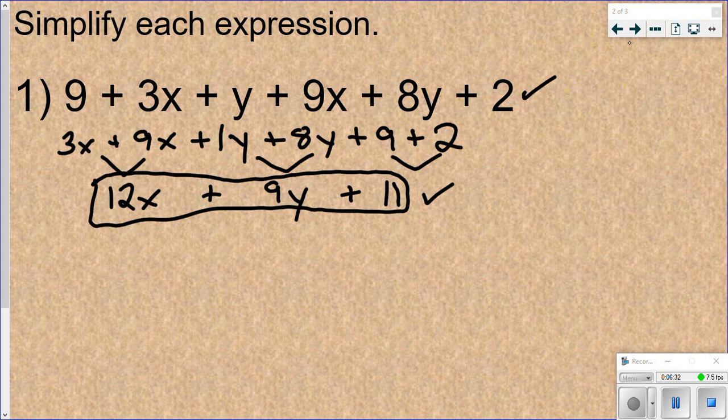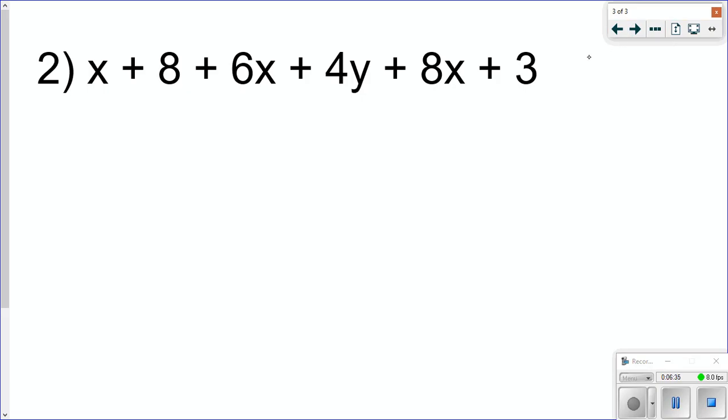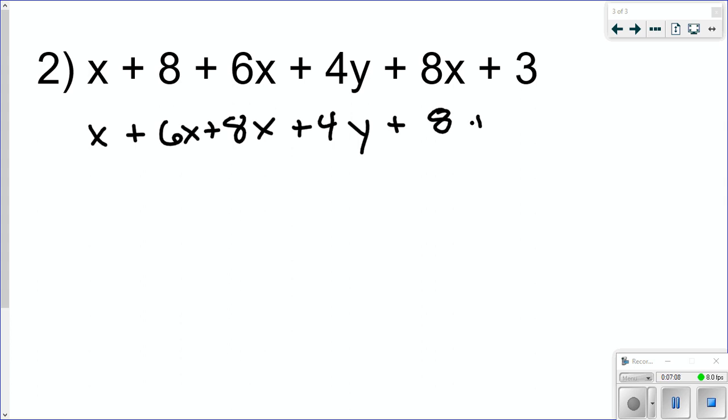All right, so let's look at one more example here. Again, I'm just using x's and y's because this is an introduction. I want to kind of keep things simple here. So we have x's and we have y's and we have numbers. So again, let's start with the variables and put them in alphabetical order. So I'm going to put the x's first. So I have x plus 6x plus 8x. And then the y's, and actually I only have one y. I have this 4y, and that's it. And then any numbers, so plus 8, plus 3.